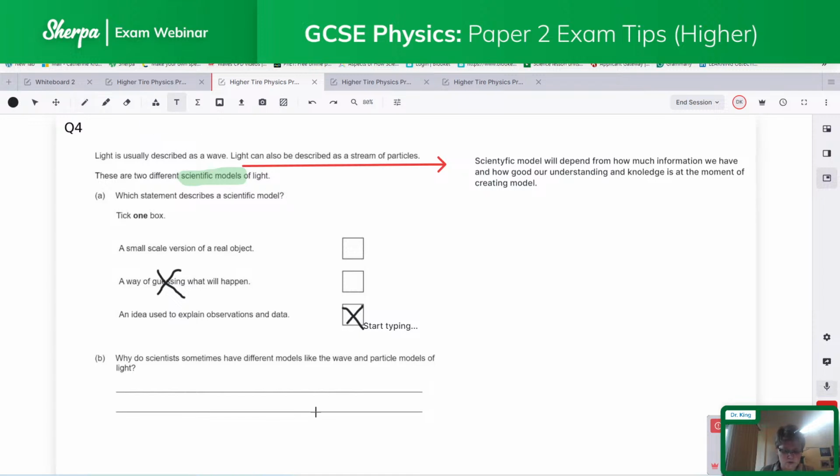So the first question was on why scientists sometimes have different models, like the wave and particle models of light. They gave you suggestions here: you should refer to the model that was described above. Why do we say that different models may be appropriate in different situations? When we're talking about particle models, they may not be able to explain all observations.